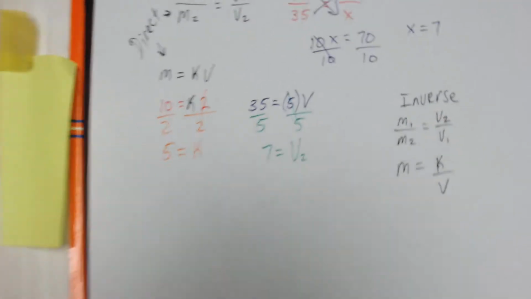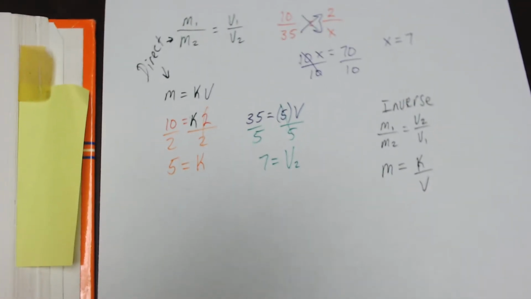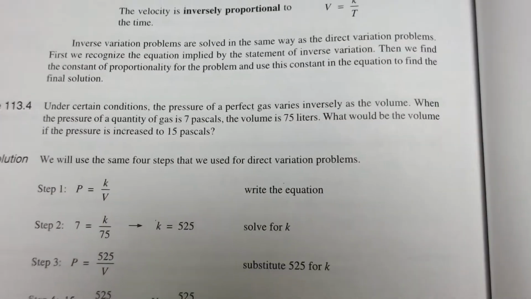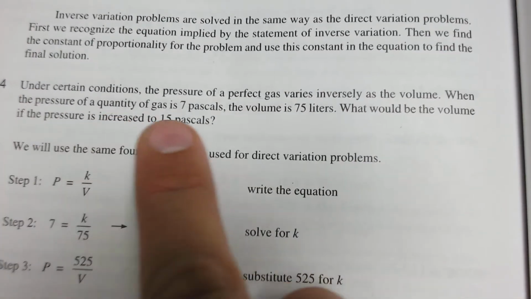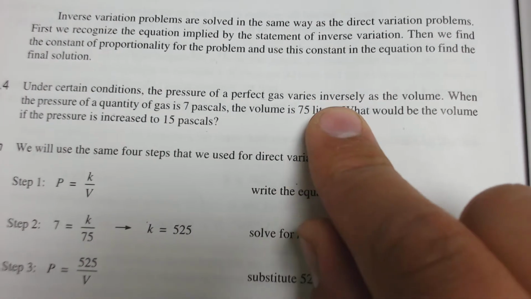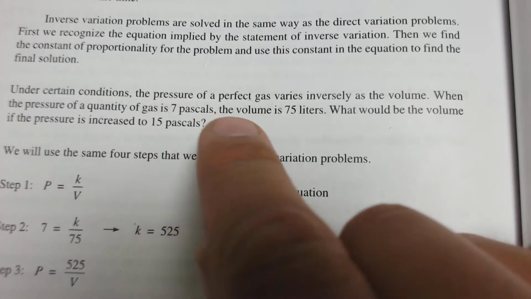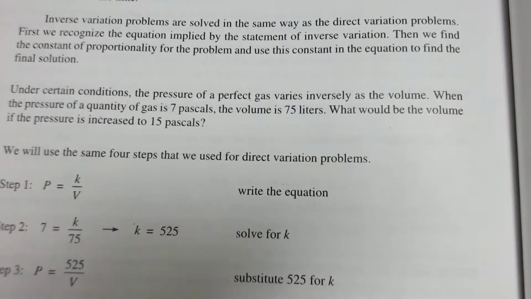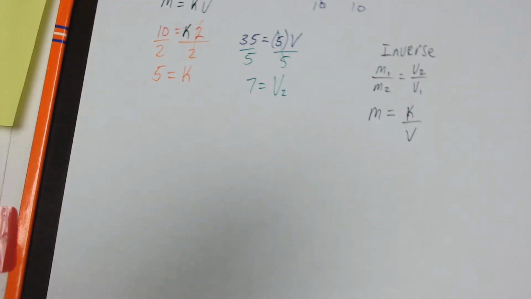So let's look at this one. This one doesn't use mass, it uses pressure instead. They say under certain conditions, the pressure of a perfect gas varies inversely, which again is our key word to know we're using inverse variation, as the volume. So when the pressure of a quantity of gas is 7 pascals, the volume is 75 liters. What would be the volume if the pressure increased to 15 pascals? Even though it's pressure instead of mass, I can still do this.